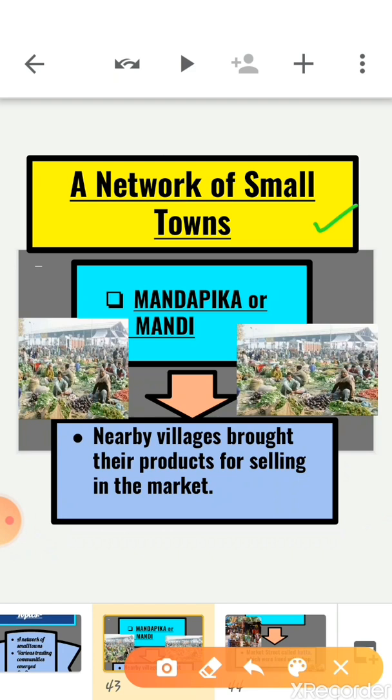In the medieval period, a number of small towns emerged in the Indian subcontinent. From the 8th century onwards, the Indian subcontinent was dotted with several small towns, and these probably emerged from large villages. Now, what did all small towns have? First, the mandapika. Each town had a mandapika, or mandi of later times, to which villagers from nearby villages, as shown in the picture, brought their products for selling in the market.